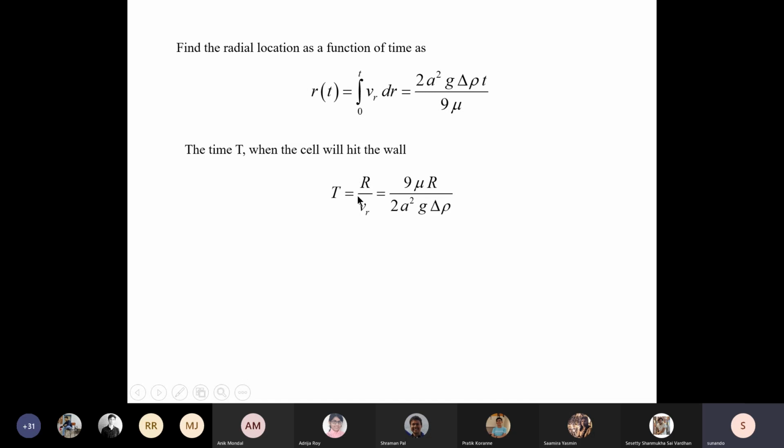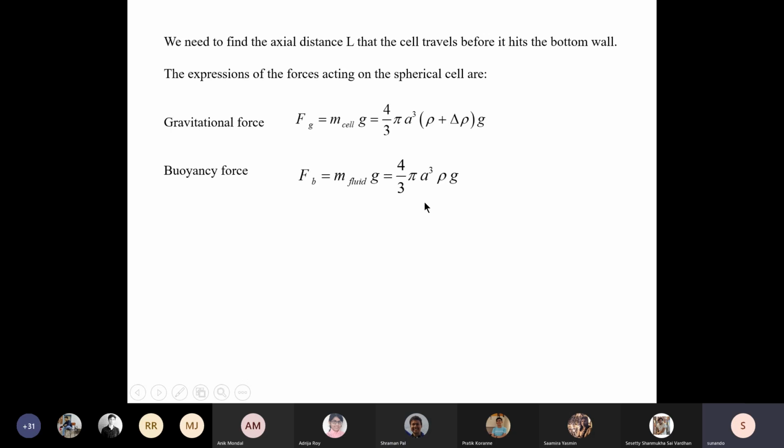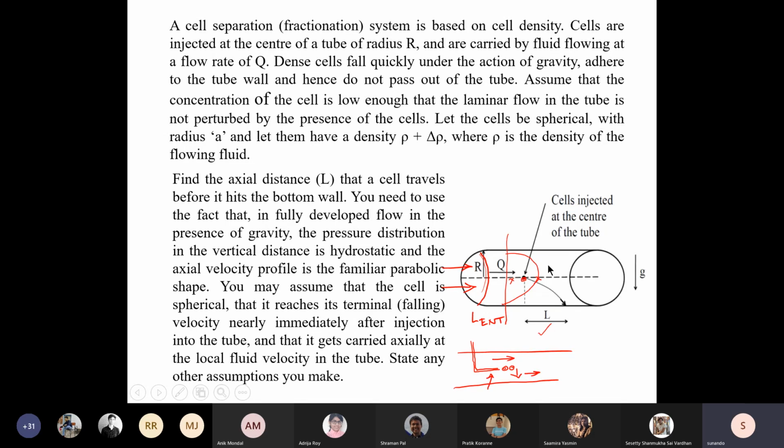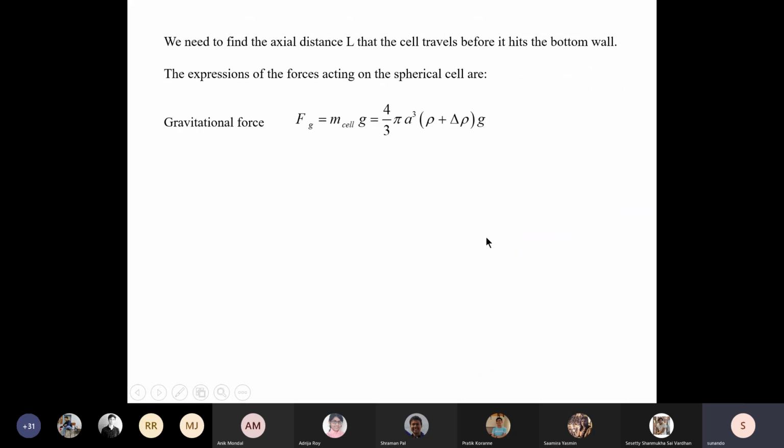Now, why did I calculate the time t? Can you tell me the reason that I have calculated the time t? The cell will move forward only for this amount of time. Exactly. The cell will move, and the so-called distance L that we have in here, we have to find out what is going to be the value of L for this time tr.